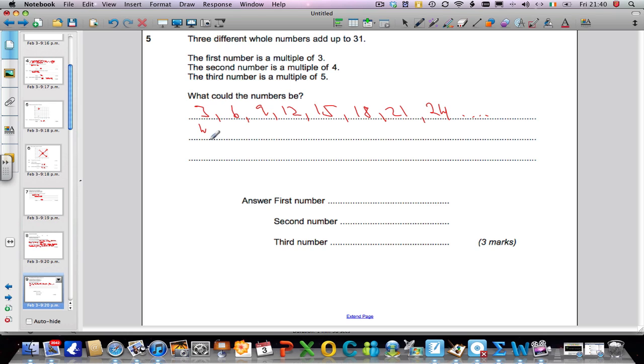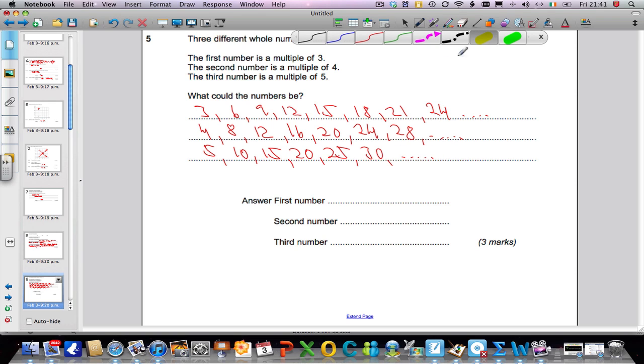4 times table: 4, 8, 12, 16, 20, 24, 28, and on and on. 5 times table: 5, 10, 15, 20, 25, 30, and on and on. Now let's try and pick out 3 numbers that add up to 31. So remember, the target number here is 31.